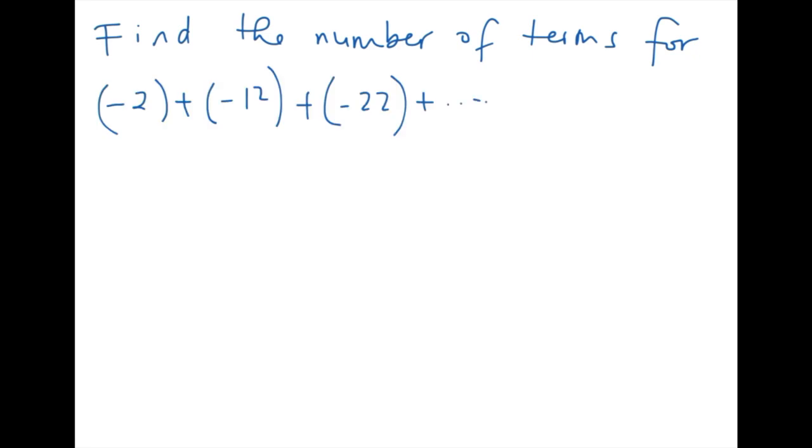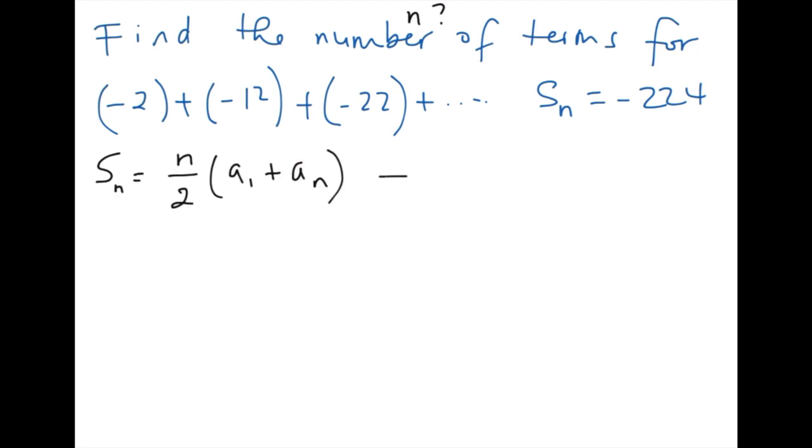Let's look at another question. Find the number of terms for this arithmetic series, where the sum of the series is negative 224. So we need to find n, the number of terms. So how do we do that? We can start by writing the formula. So let's substitute what we know.